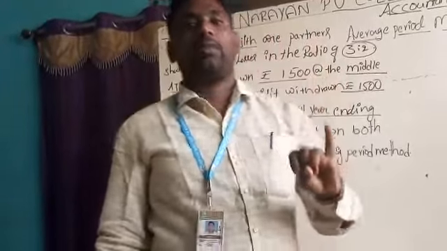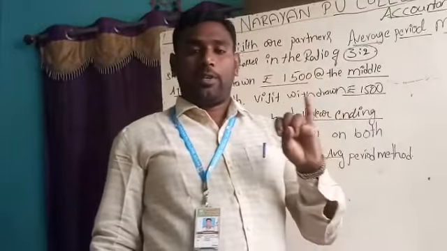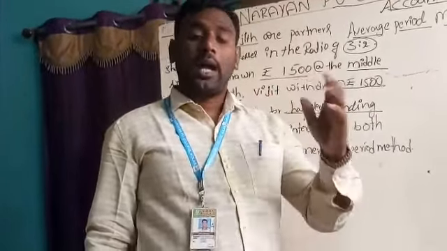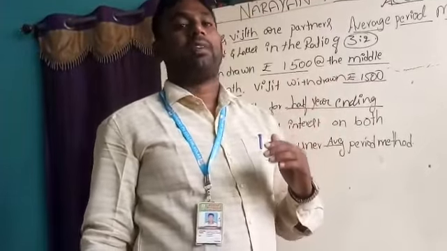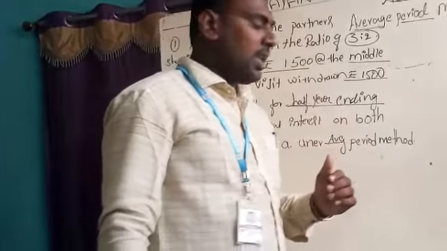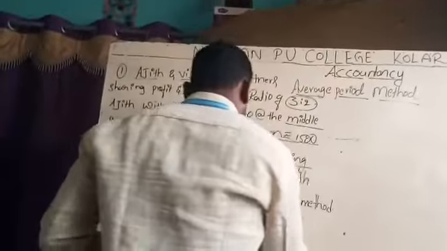Step number 1, we have to calculate the average period. Step number 2, we have to calculate the total amount of drawings. Step number 3, we have to calculate interest on drawings. So let's come to the solution.